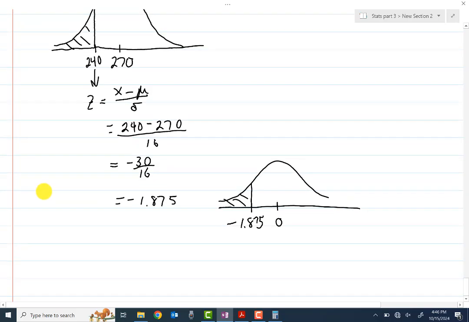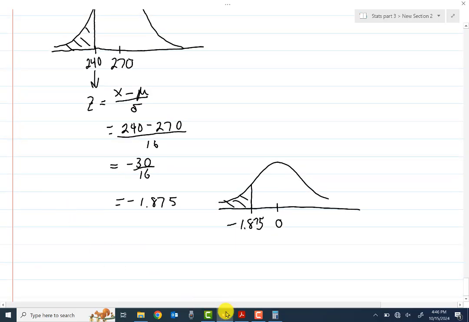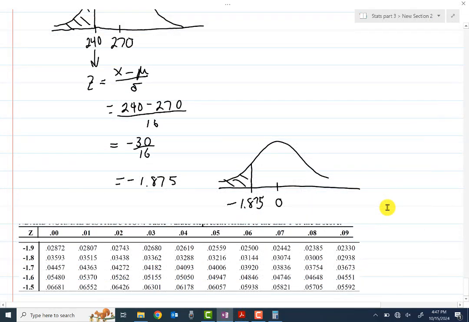You can look this up directly in the table. Now remember, we can't go that many decimal places. 3 decimal places won't work. So I'm going to have to take this and round to negative 1.88, because you only have 2 decimal places in this table.